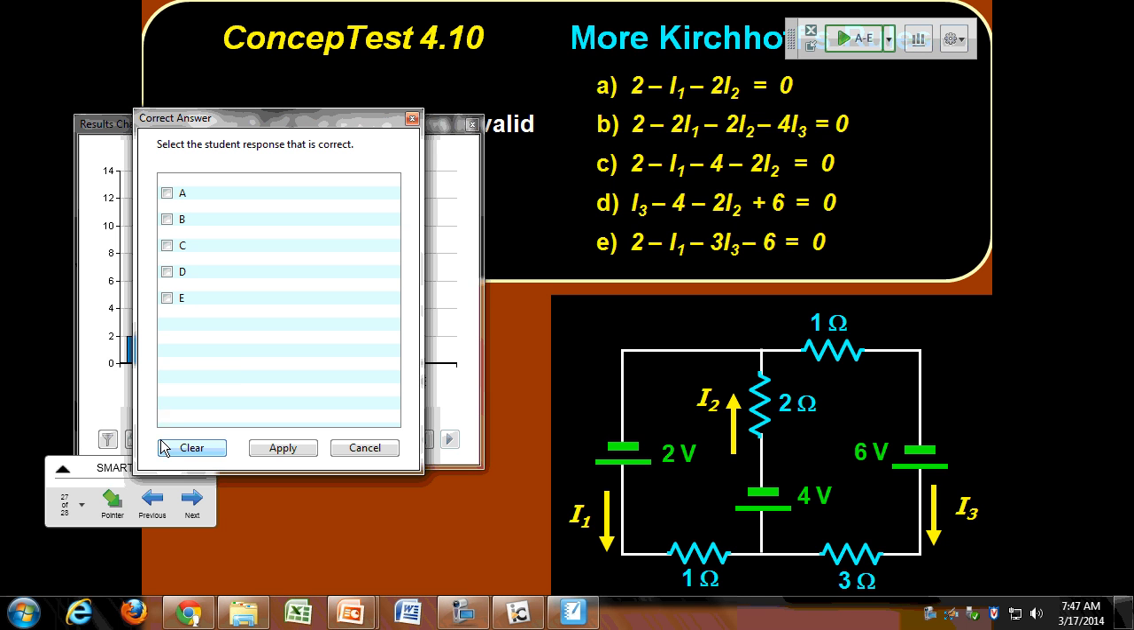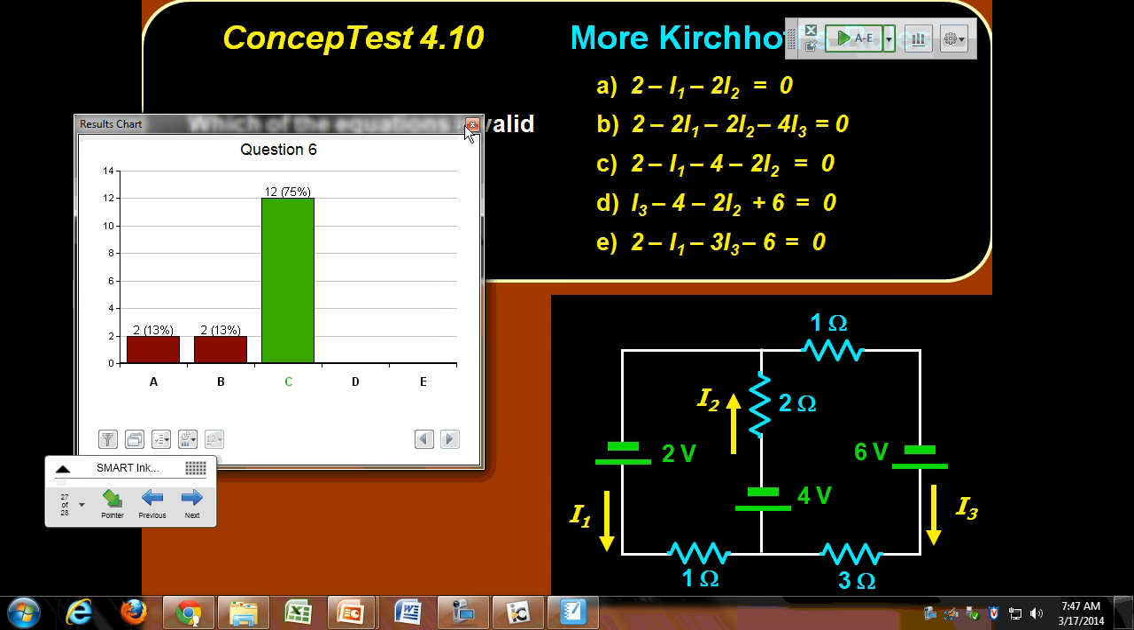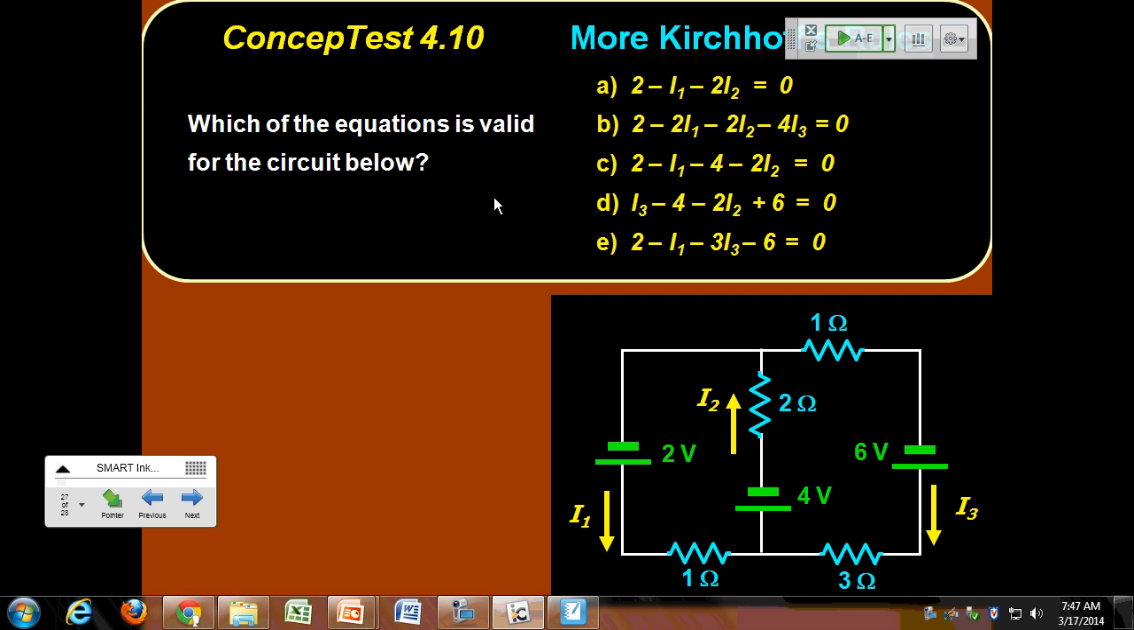Very good. C is the right answer. Just want to start with the first part. So for part A, I'm going in this direction with positive 2. And then I get minus I1. That's correct so far. Minus 2I2. That would be correct right here. But then I have this minus 4I3. Or excuse me, that was at B. So B is not correct. Similarly, A is not correct. Y'all follow that? Okay. We'll come back to C.